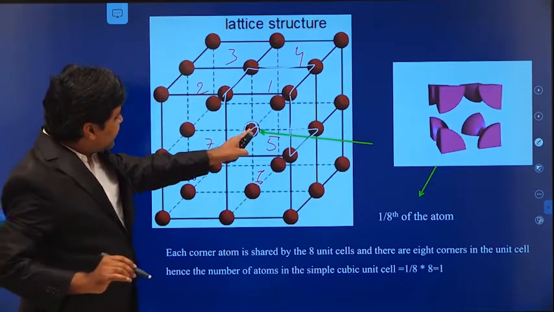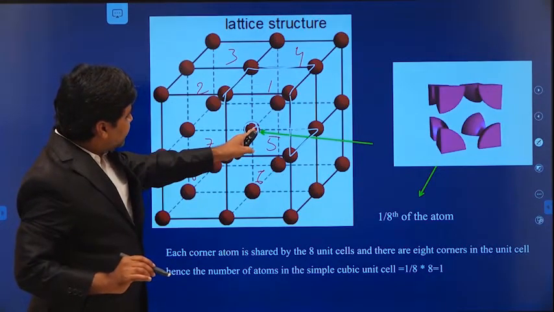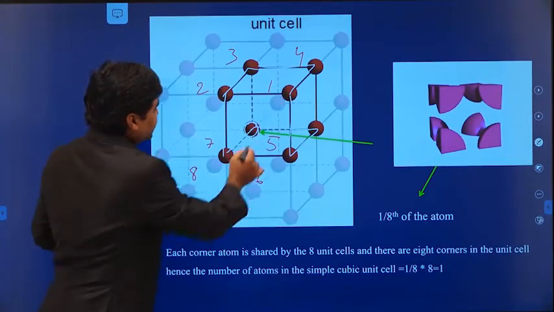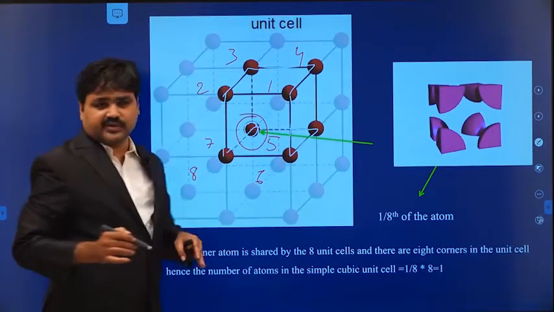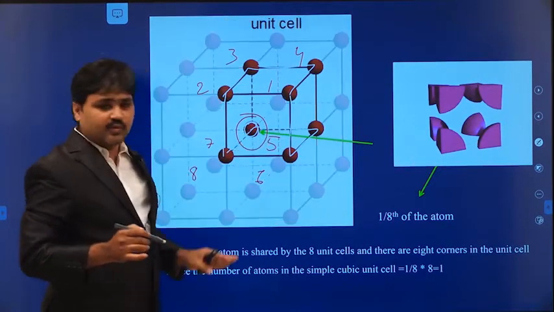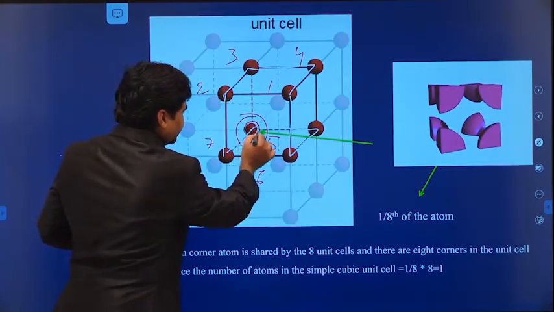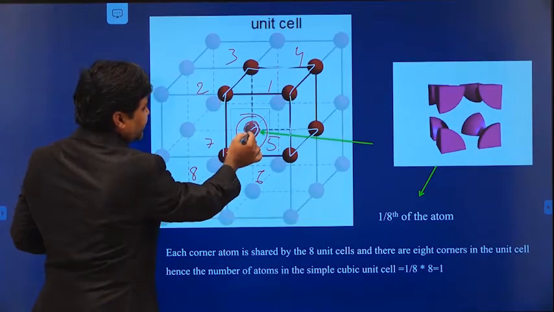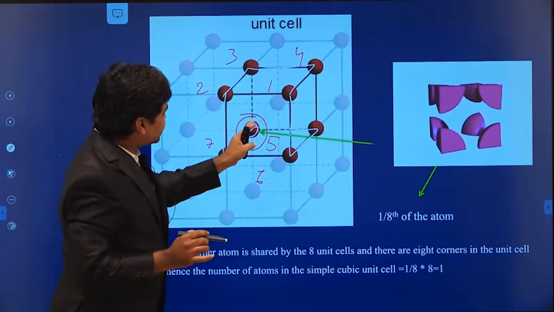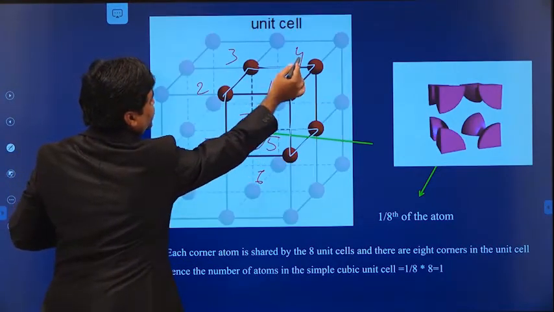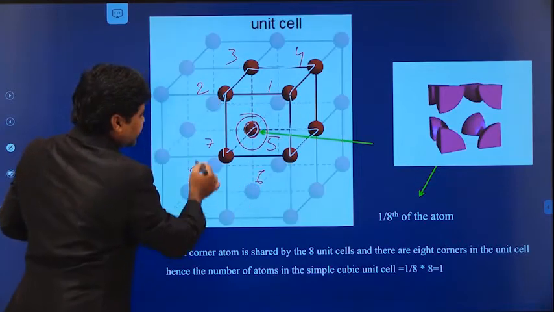So this corner atom is not only a corner atom for this unit cell, it is a corner atom for the 8 unit cells. That means this corner atom is shared by the 8 unit cells. That means the contribution from this atom to this unit cell is only 1 by 8. You can see here there are 4 unit cells on the top and 4 unit cells on the bottom.